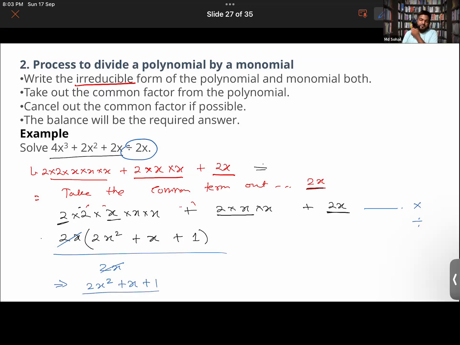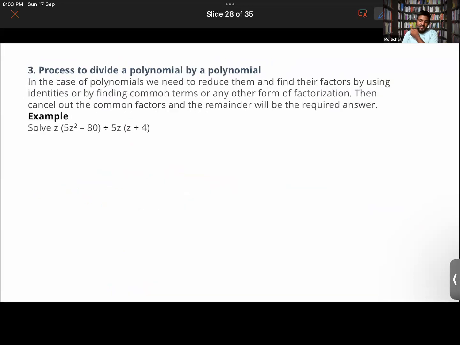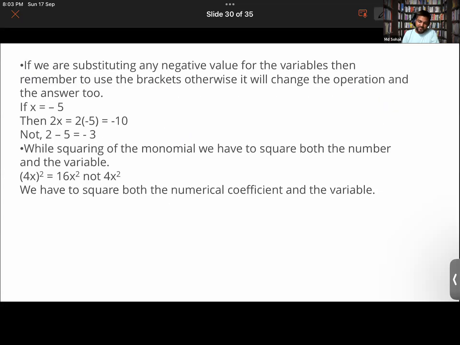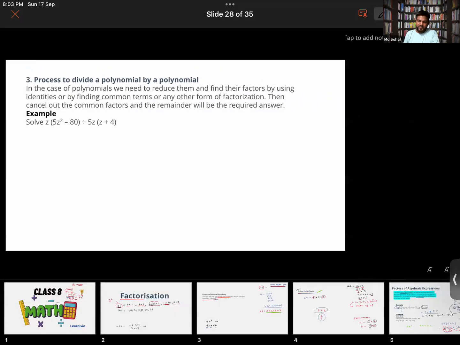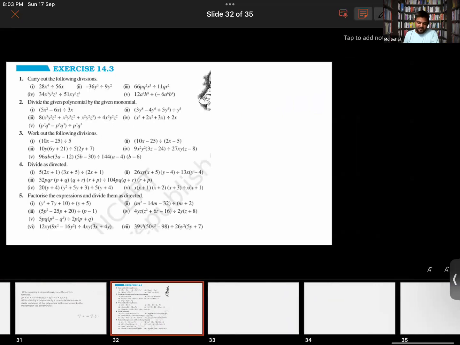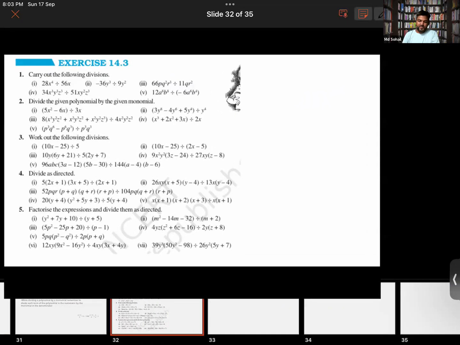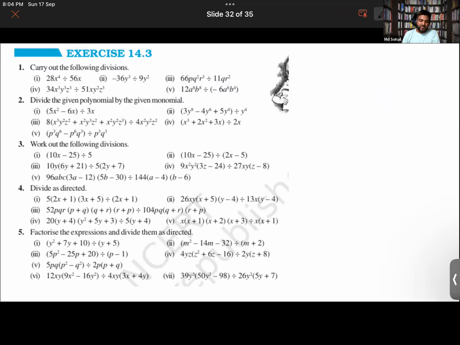Now, what if you were to have two polynomials? How will the division be done in that case? Let's understand that as well. Or would you guys like to move on to the exercise first? The process is very simple here. If you like, you can solve a few questions from the concept we have discussed so far. That would be better.